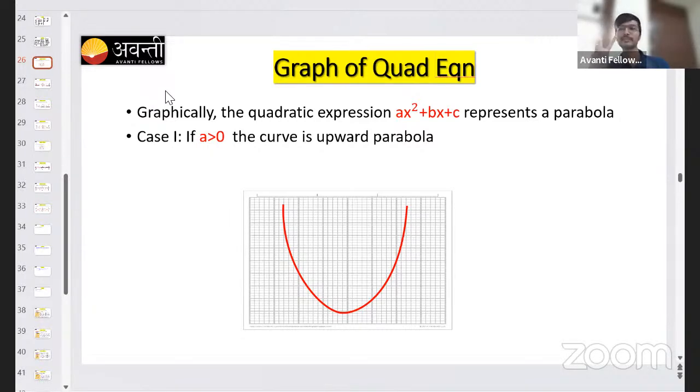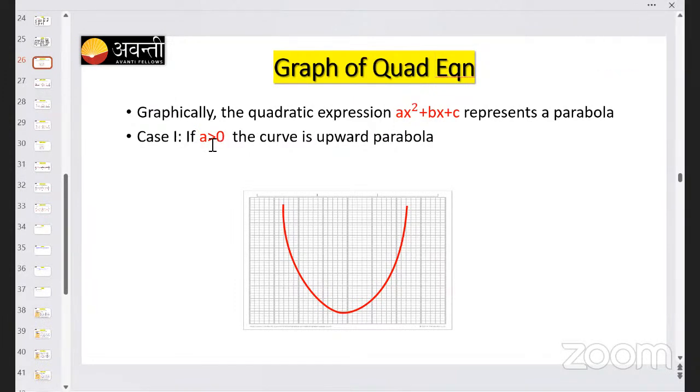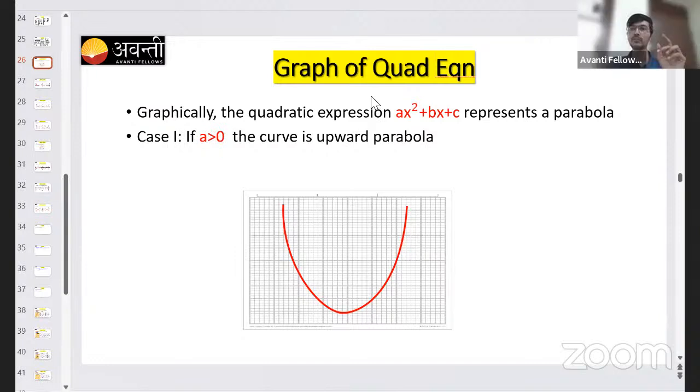And there are two cases. Either the parabola can be U or the upside-down U. That depends on the leading coefficient. Leading coefficient means the coefficient of x square. Here the coefficient of x square is a. Got it? So the coefficient of x square is a. If a is greater than 0, the shape of the graph is U.